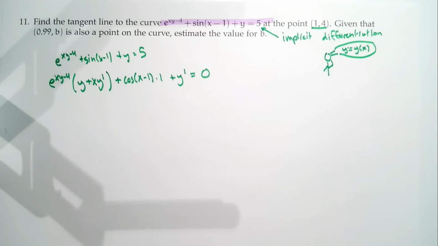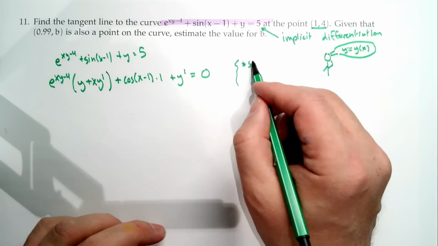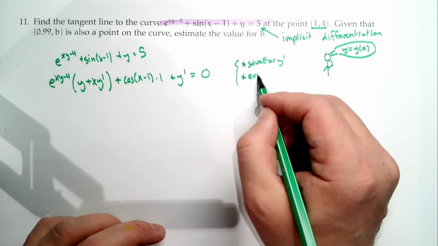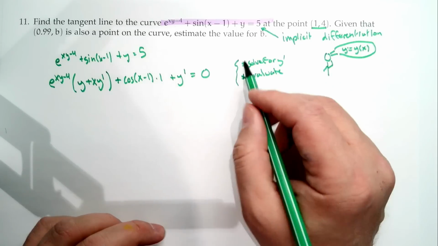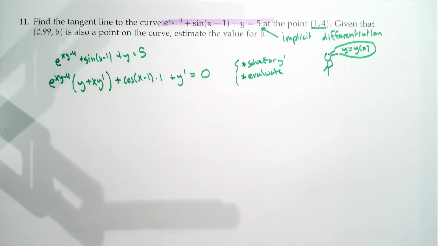There's two things that have to happen. I want to be clear. You need to solve for y prime, and the other thing is you need to evaluate. But the thing is, when I put it here, it looks like it matters what order you do it in. The answer is you can do it in either order. So you can either solve for y prime first and then evaluate, or you can evaluate and then solve for y prime.